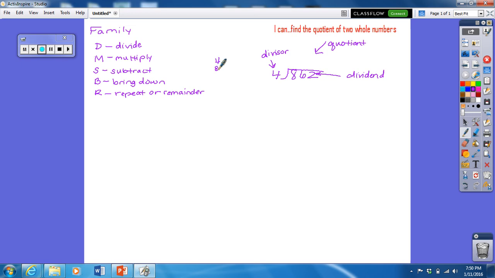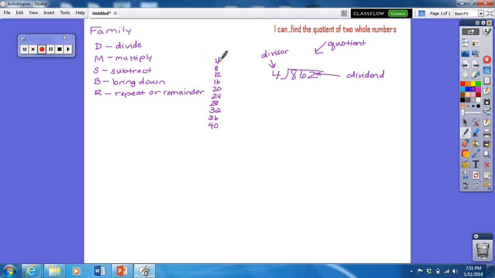So 4, 8, 12, 16, 20, 24, 28, 32, 36, 40. Remember, we always go to the multiple of 10, which is 40. Then let's look back at our dividend, which is 862. First, we're going to focus on the hundreds place. How many times can 4, our divisor, go into 8, the hundreds place of our dividend?